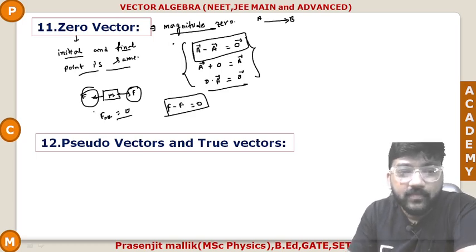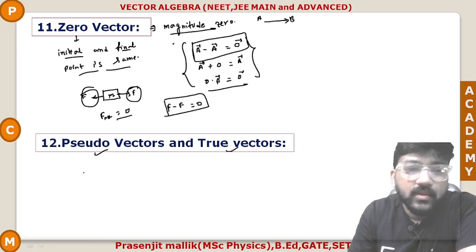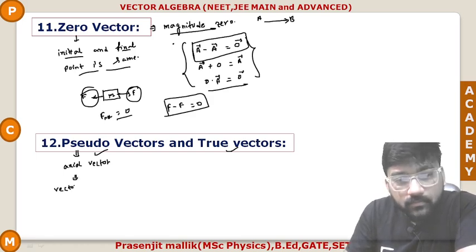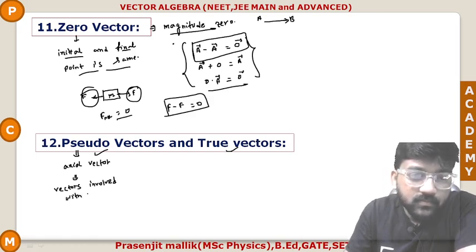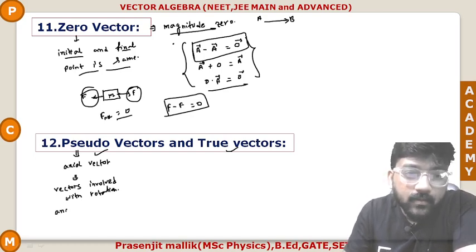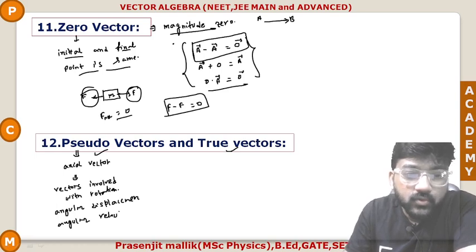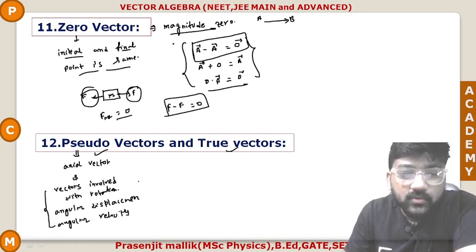Now let us talk about the pseudo vector and the true vector. Pseudo vector means actually the axial vector, or you can say the rotational vector. These are the vectors involved with rotation, something like angular displacement or angular velocity, these kinds of things. We will discuss these kinds of vectors in rotational motion or circular motion.